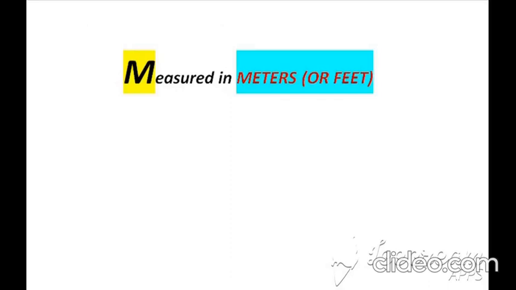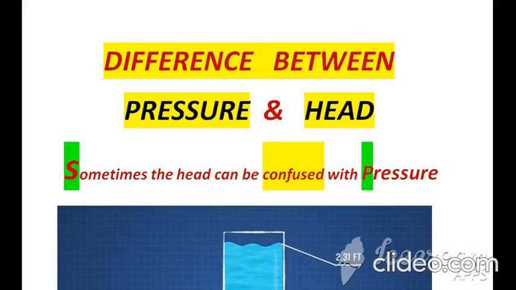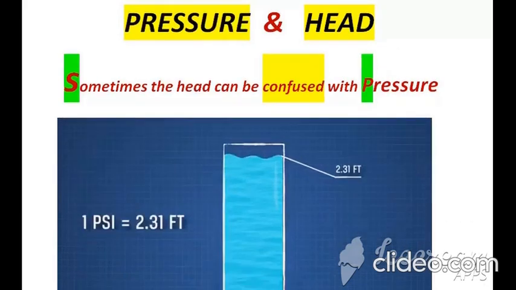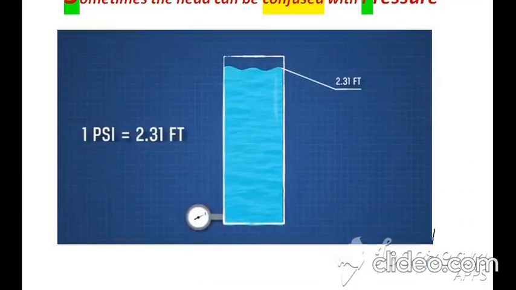Now you know well that head is height, and we measure that height according to length units, and we will use meters or feet to measure that head. During discussion of the topic net positive suction head, we face a little problem, which is a confusion between pressure and head. So to resolve that confusion, we use diagrams to understand that chemistry.